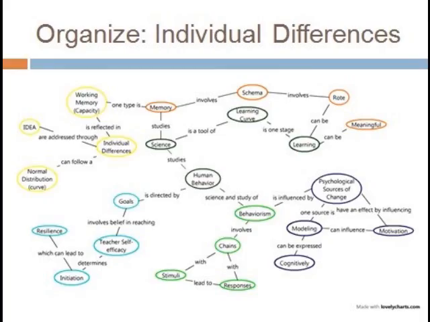Here is my concept map showing the terms from psychologies of science, behaviorism, modeling, self-efficacy, memory, and individual differences all connected to each other.